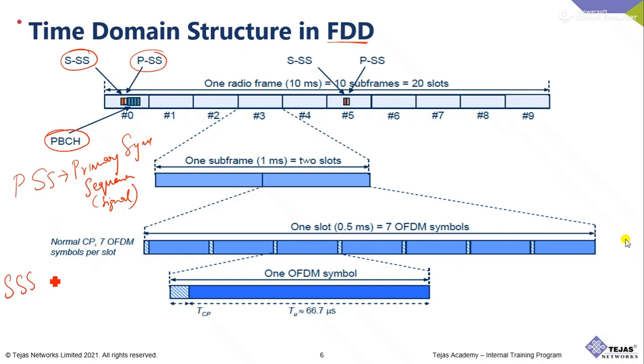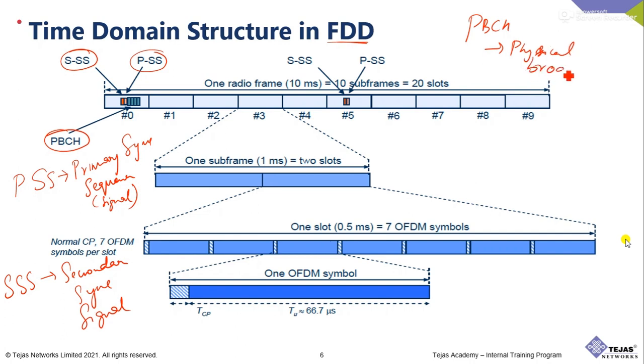SSS means secondary synchronization signal. Okay, and what do you mean by PBCH? PBCH is physical broadcast channel.